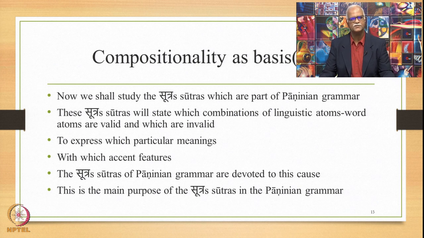Now, once this purpose of grammar is clear, which tells us the combinations that are valid, we shall now study the sutras which are part of Paninian grammar. These sutras will state which combinations of linguistic atoms, word atoms, are valid and which are invalid to express which particular meanings with which accent features in all these three levels. The sutras of Paninian grammar are devoted to this particular cause. This is the main purpose of the sutras, to explain which combinations are valid as far as meanings are concerned, word is concerned and the accent is concerned.